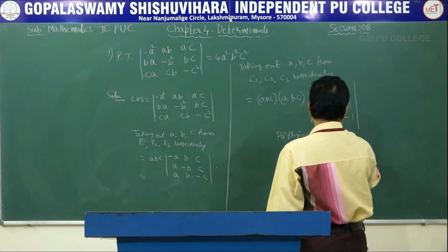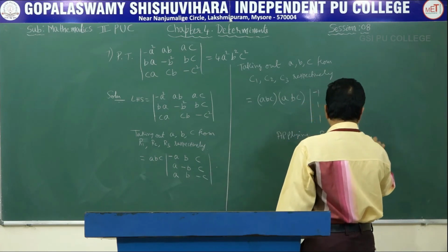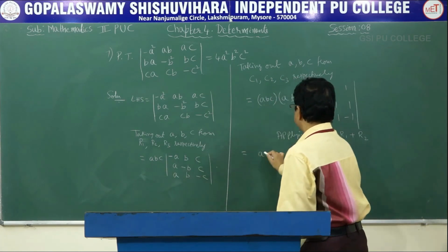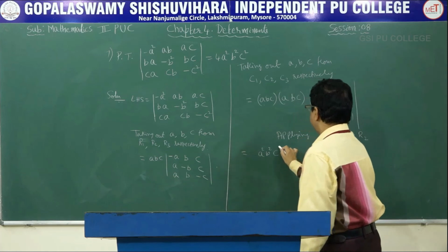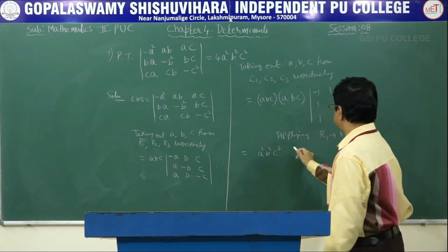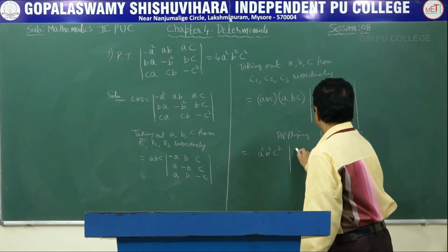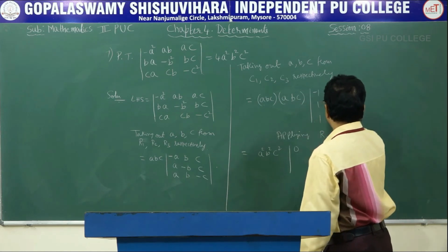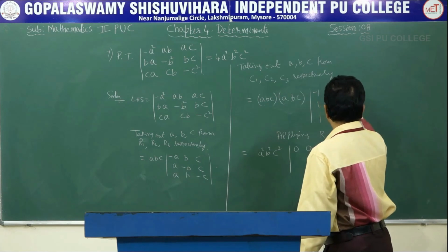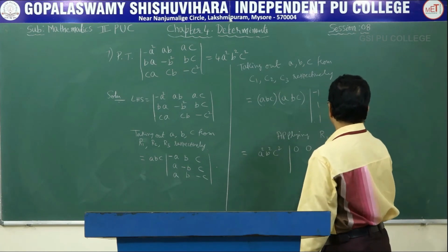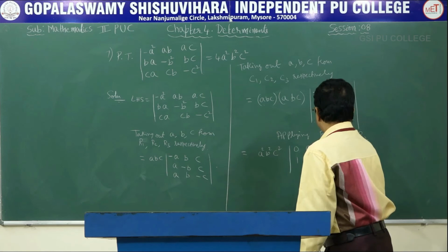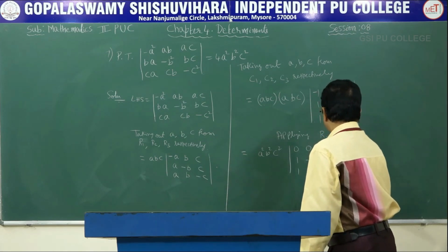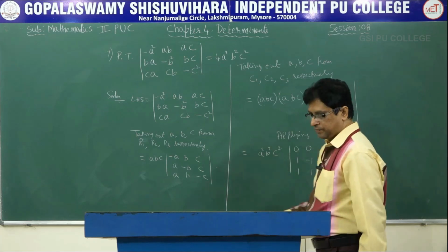R1 goes to R1 plus R2. That will be equal to ABC into ABC, which is A square B square C square, into determinant of minus 1 plus 1, 0, 1 minus 1, 0, 1 plus 1, 2, 1 minus 1, 1, 1, 1, minus 1.